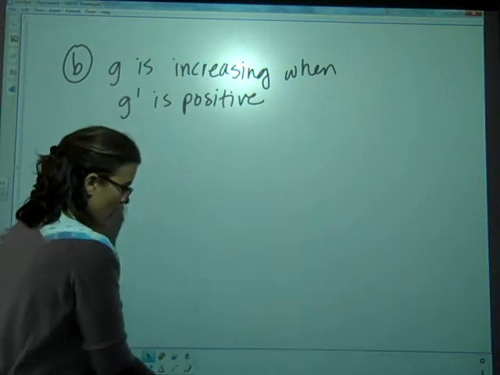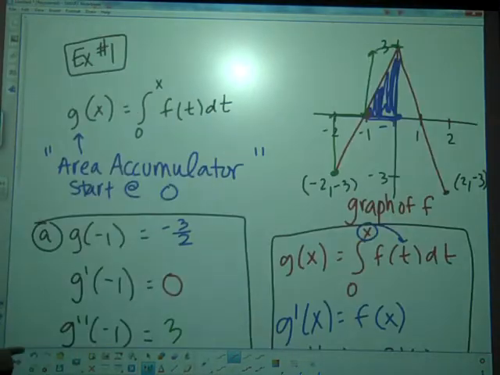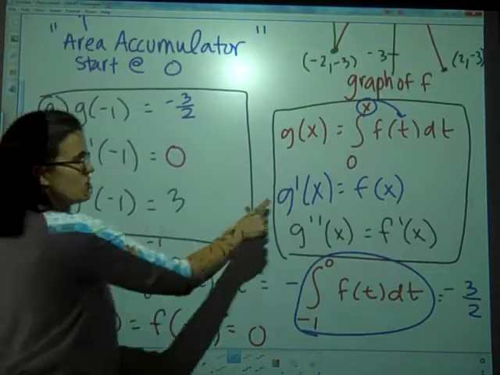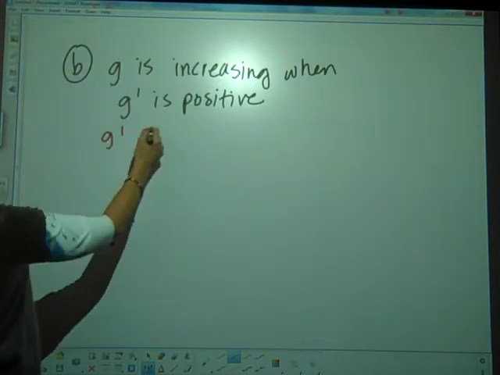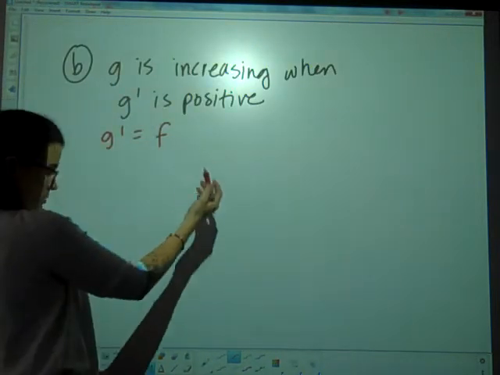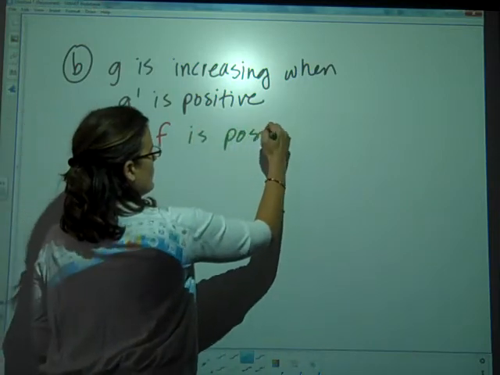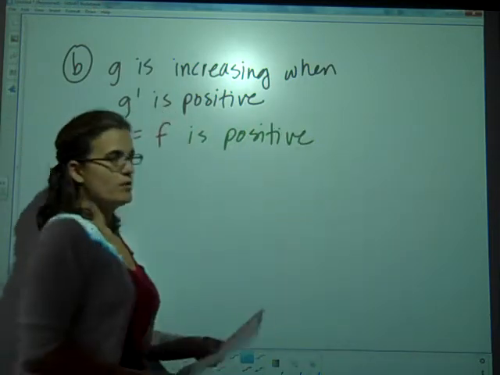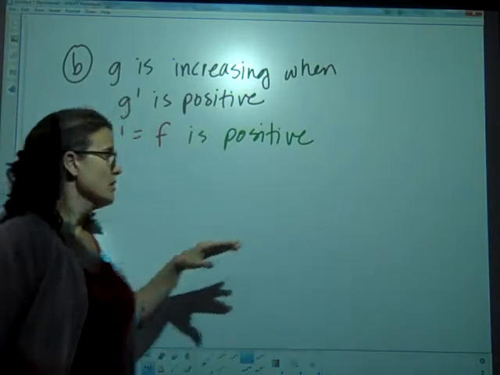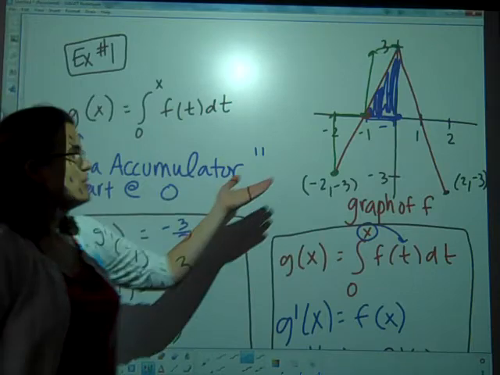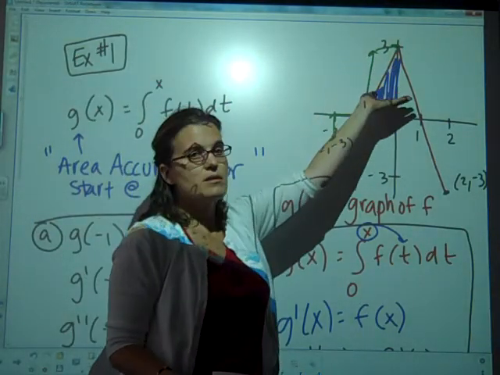Okay, so let's think about how we connected this already. G prime, remember we made this statement back here, you're going to be constantly referring back to it. G prime equals F. So G prime, which equals F, is positive. And so if you think about this statement, y'all, when is F positive? Well, you're looking at F, right? You have a picture of F, and you want to know when F is above the x-axis. That's when F is positive.